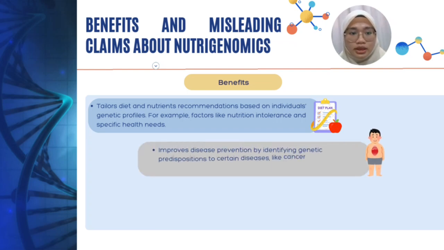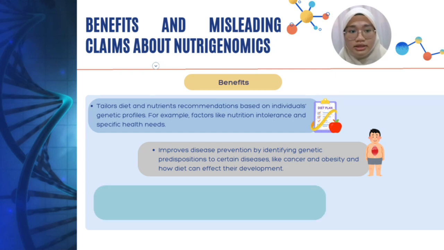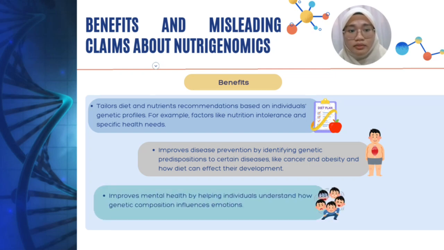Second, nutrigenomics can improve disease prevention by identifying genetic predisposition to certain diseases like cancer and obesity and how diet can affect their development. And third, nutrigenomics can improve mental health by helping individuals understand how genetic composition influences emotion.